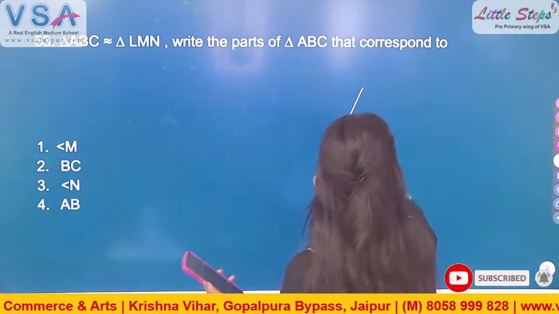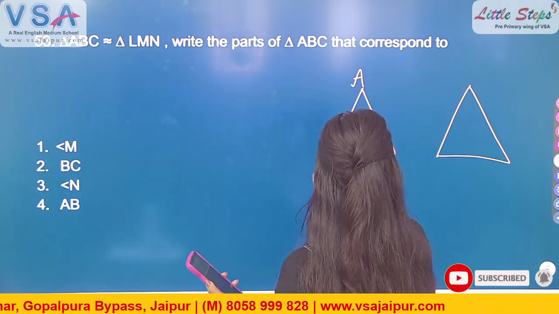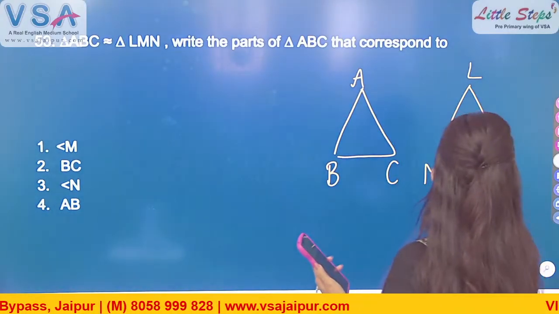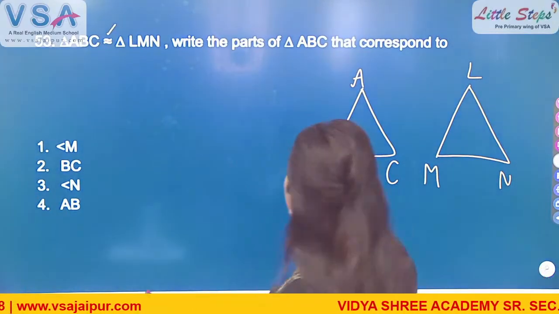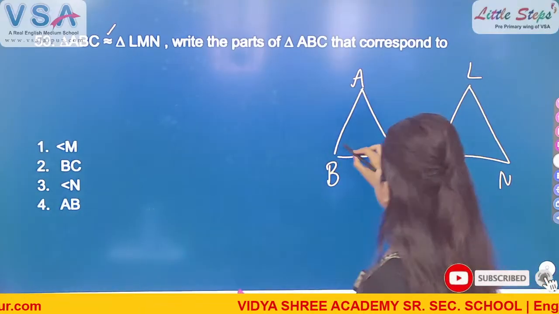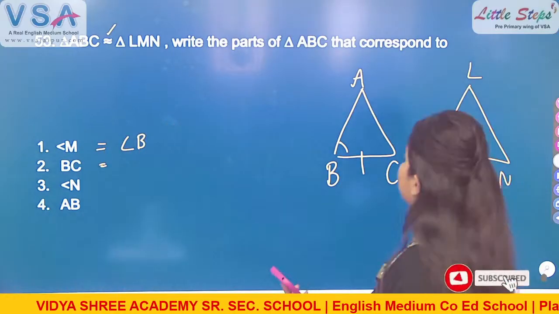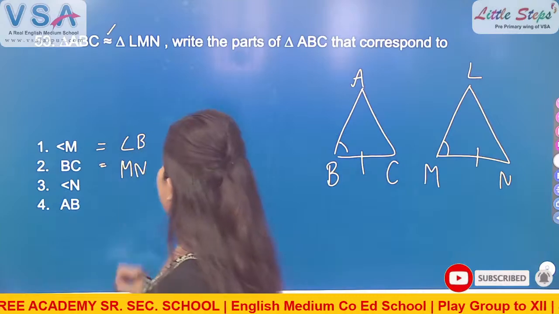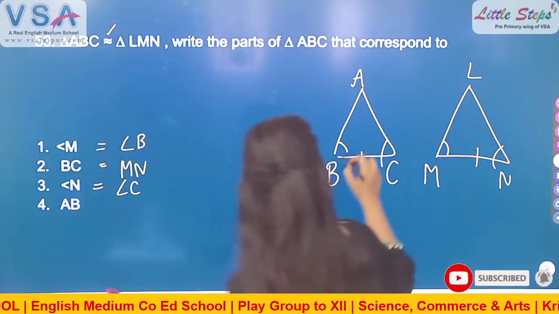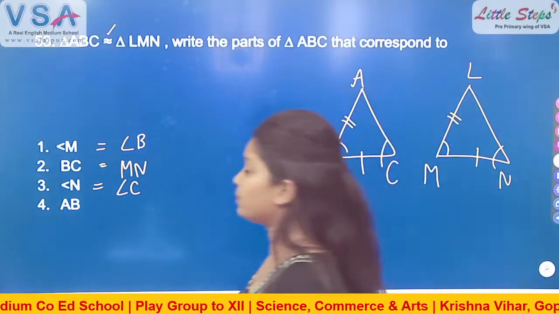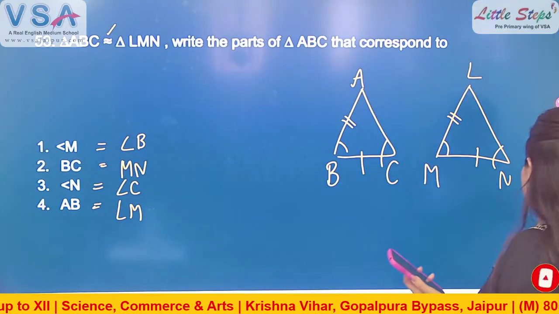Yes, we have triangle ABC and we have triangle LMN. The triangles are congruent already. We need to answer the parts. The part is angle M. Angle M is equal to angle B. BC is equal to MN side. Angle N is equal to angle C. And AB. Where is AB? AB is here. And opposite AB we have just LN. Okay, cool. You will do this question like this only.